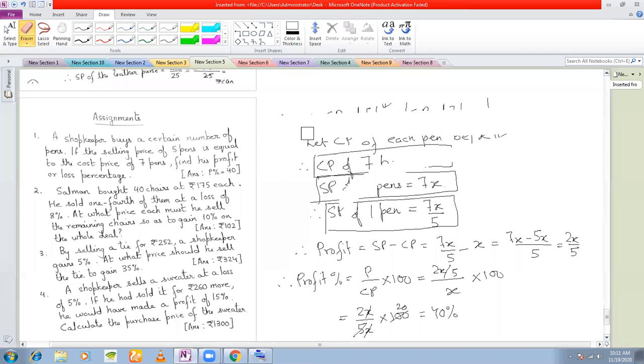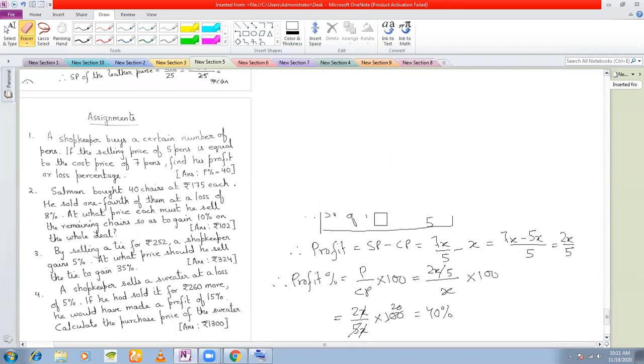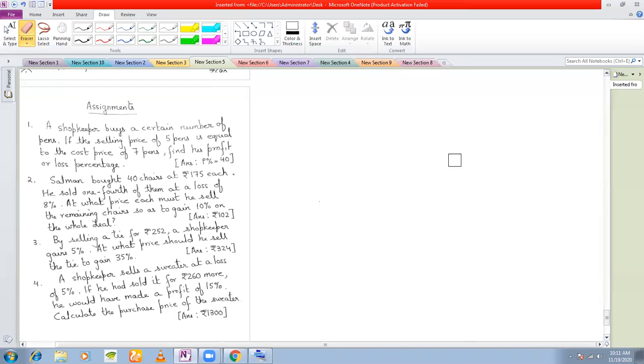Moving on to the next one. Salman bought 40 chairs at 175 rupees each. So one chair costs 175 rupees. He bought one chair, so his cost price is how much? His cost price is 175 rupees for one chair. He sold 1/4 of them at a loss of 8%. 1/4 of them means what? 1/4 of 40 chairs. 1/4 of 40 is how much? It is 10. So he sold 1/4 of 40 chairs at a loss of 8%, right?